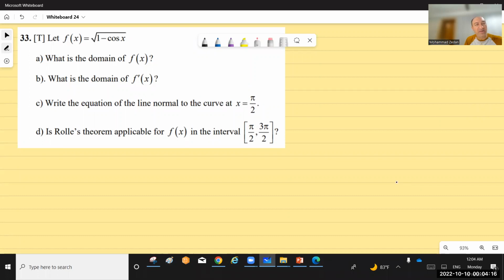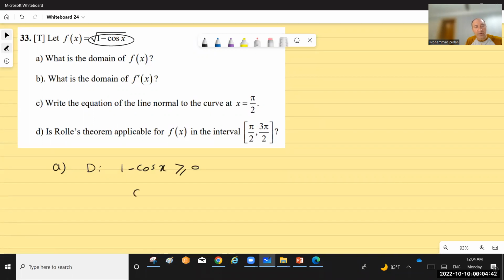We're still in calculus 1. Let f of x equal the square root of 1 minus cosine x. What is the domain of f of x? The domain of the radical function requires the radicand, the amount under the radical, to be bigger than or equal to 0. So for question A, the domain is 1 minus cosine x bigger than or equal to 0.